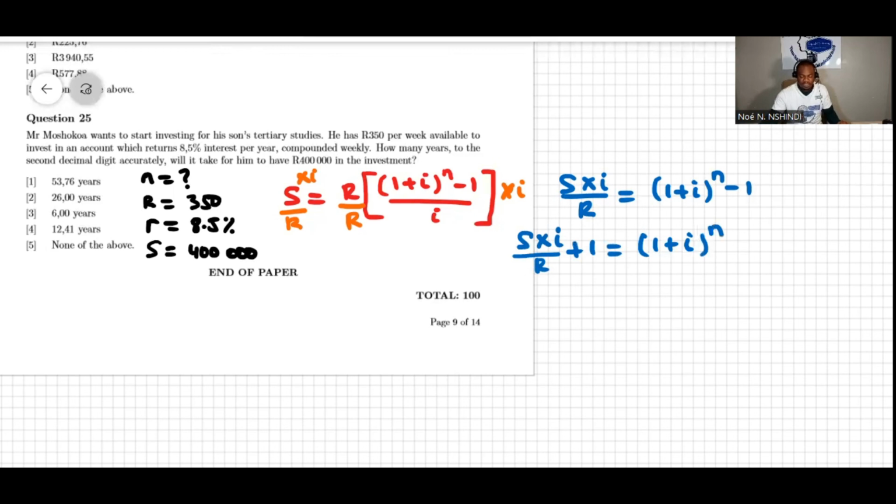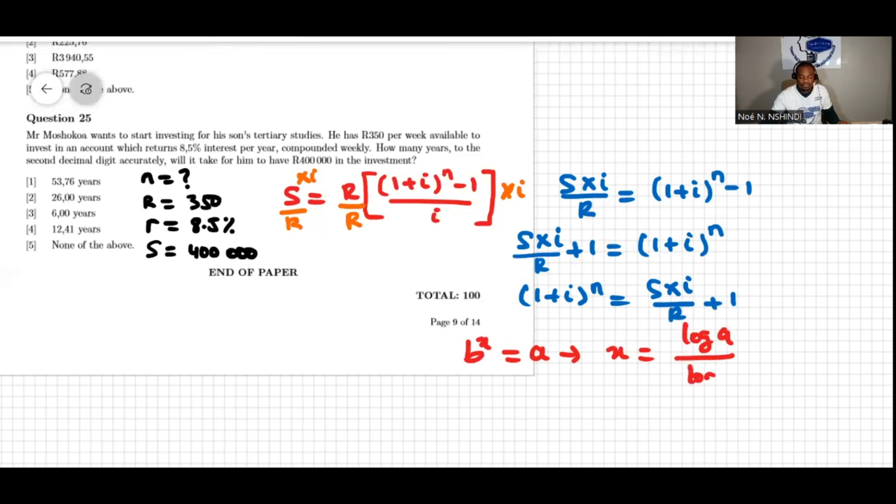I prefer to write it like 1 plus I to the power of n equal to S times I over R plus 1. Then there's a property, a formula that says if you have b to the x equal to a, this implies that x equal to log of a over log of b. So in this situation, so far I have manipulated the formula.